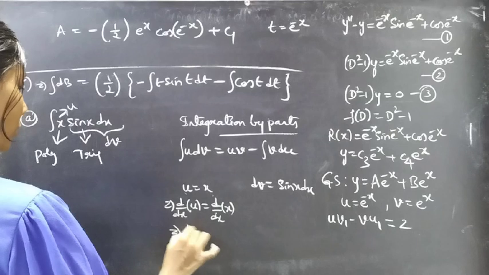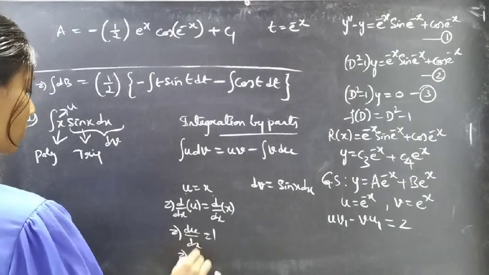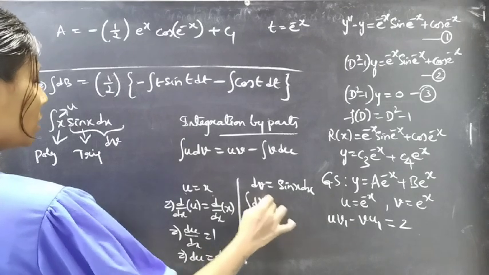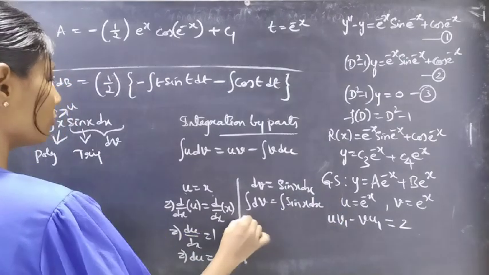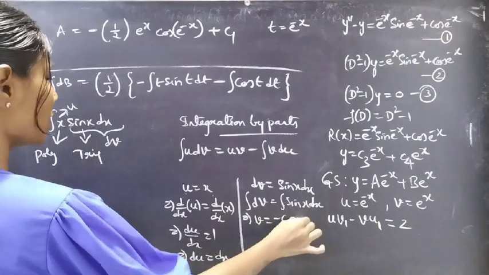We'll get du by dx equals the derivative of x with respect to x, which is 1, which gives us du equal to dx. Here we integrate on both sides to find v. We'll get v equal to the integral of sine x dx, which is minus cos x.